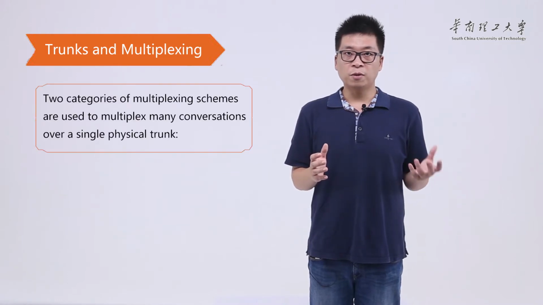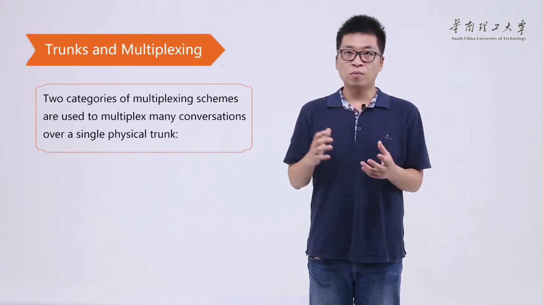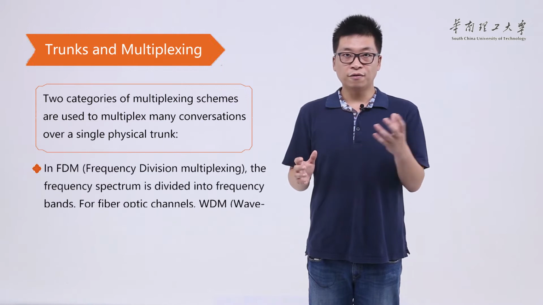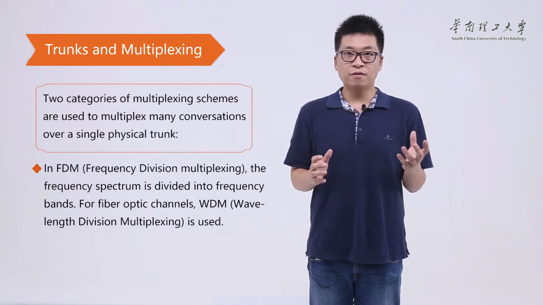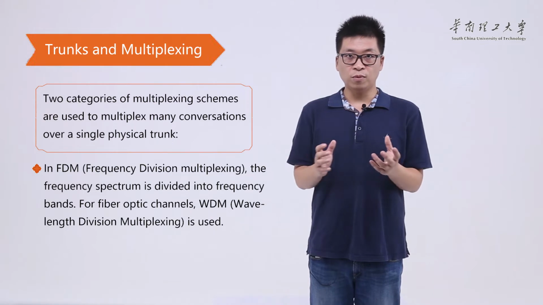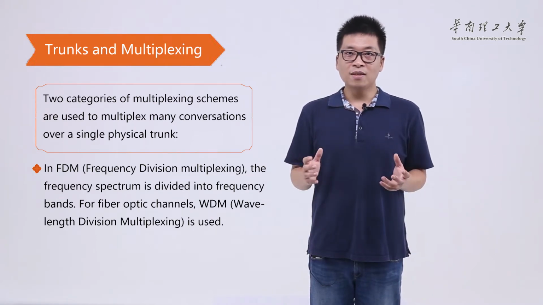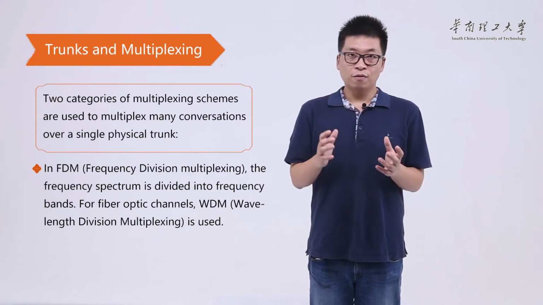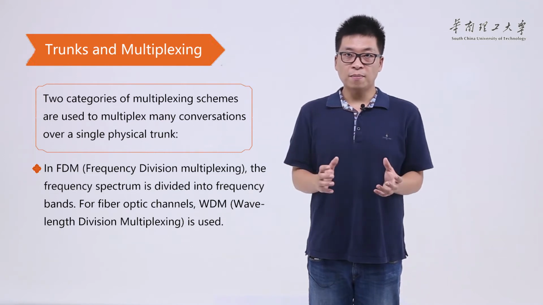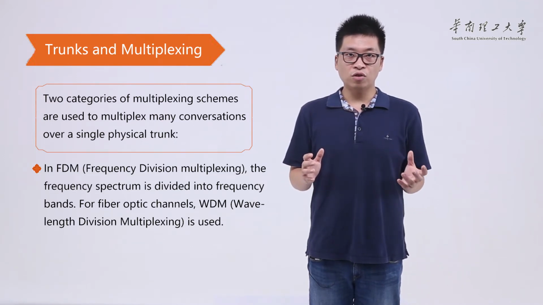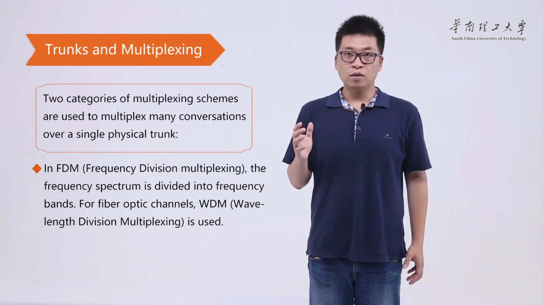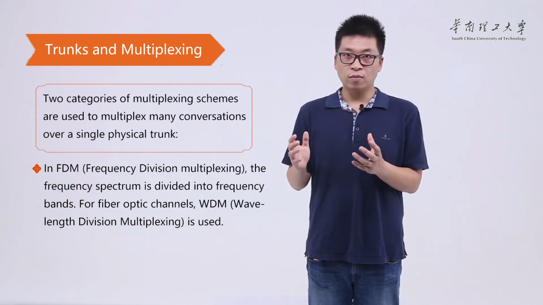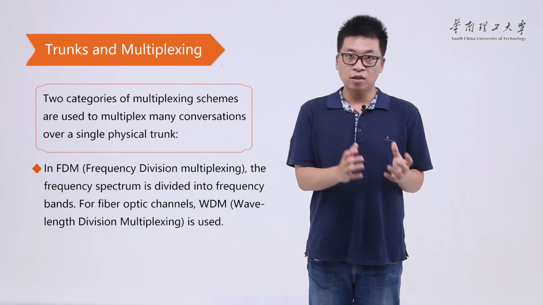Two categories of multiplexing schemes are used to multiplex many conversations over a single physical trunk. The first scheme is called FDM, Frequency Division Multiplexing. In FDM, the frequency spectrum is divided into frequency bands. For fiber optic channels, WDM, wavelength division multiplexing, is used. It works in a similar way to FDM. Now, the wavelength range is divided for different conversations to use.